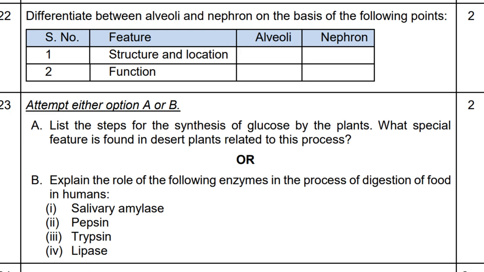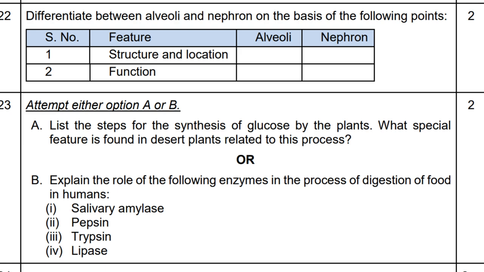Question 22. Differentiate between alveoli and nephron on the basis of the following points. Answer. 1. Alveoli are balloon-like structures present at the terminal ends of bronchioles in lungs, and nephron is a tubular structure present in kidneys. 2. Alveoli carry out exchange of gases and nephron filters the blood to form urine.